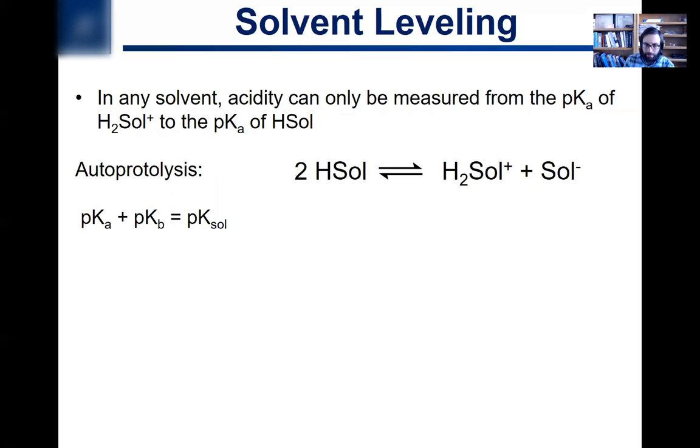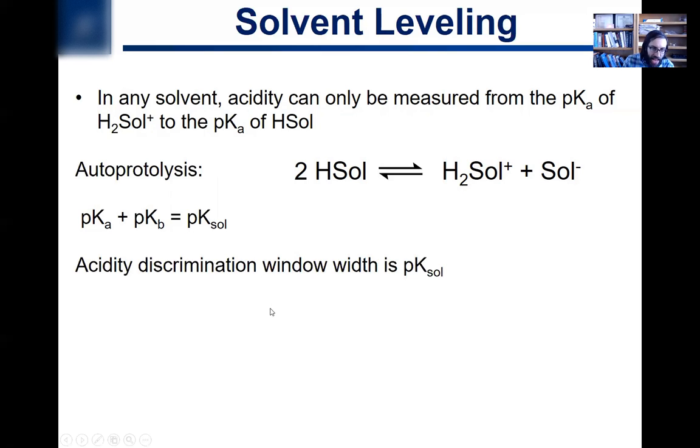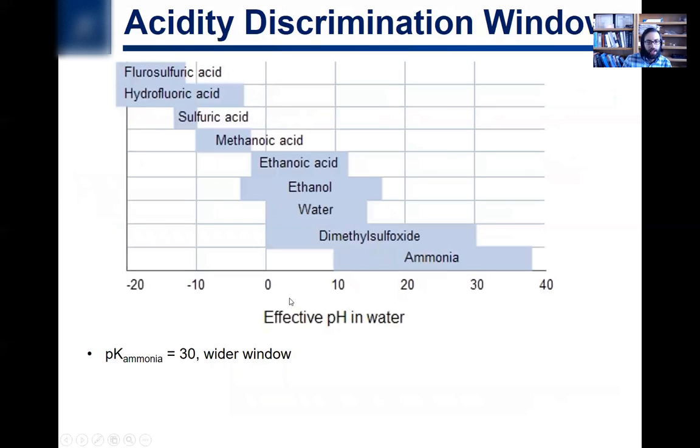And that's based upon some autoprotolysis of H-sol, okay? You can have 2 molecules of H-sol, just like we have 2 molecules of water, going to H2Sol plus, the acid form, and Sol minus, the conjugate base. We can write pKa plus pKb equals pK-sol. And so the acidity discrimination window width is pK-sol.